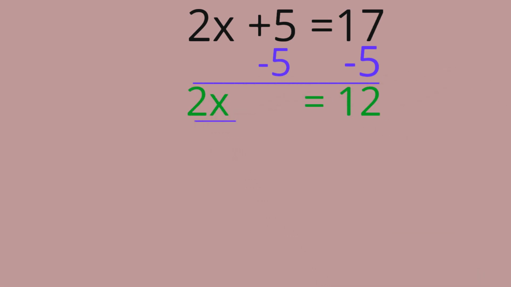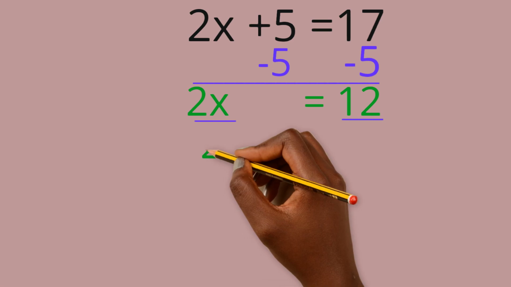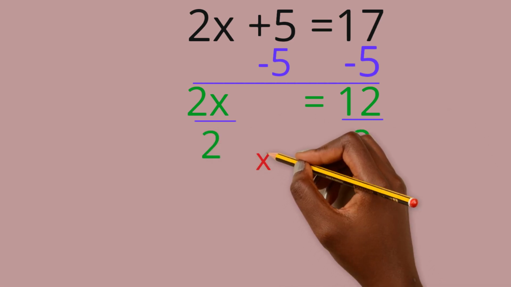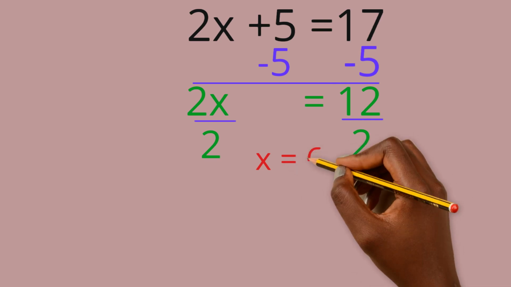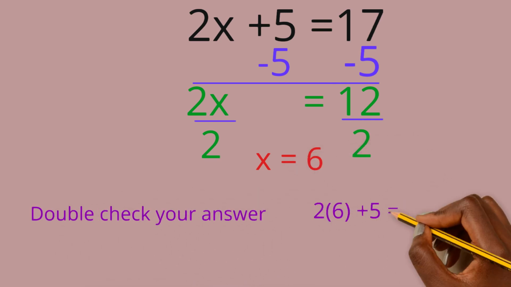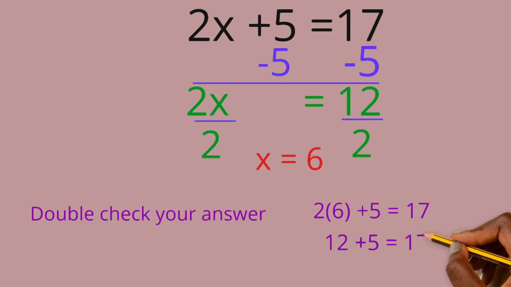Then we're dividing by 2 on the two sides, which means x is equal to 6. You can double check your answer by removing x, replacing it with 6. So 2 times 6 will be 12. 12 plus 5 is equal to 17. So yes, that equation is also true.